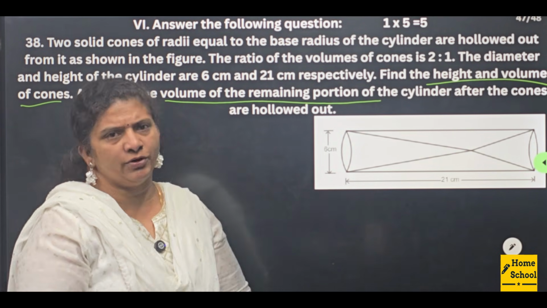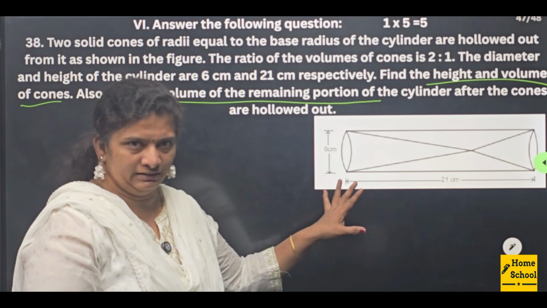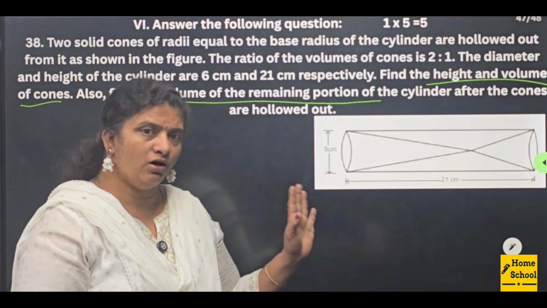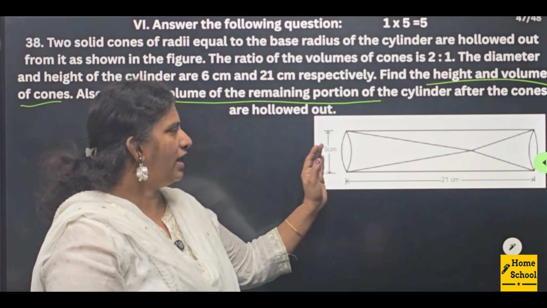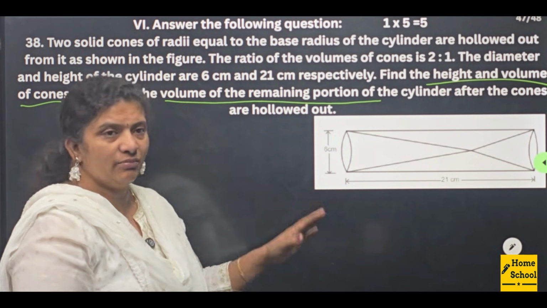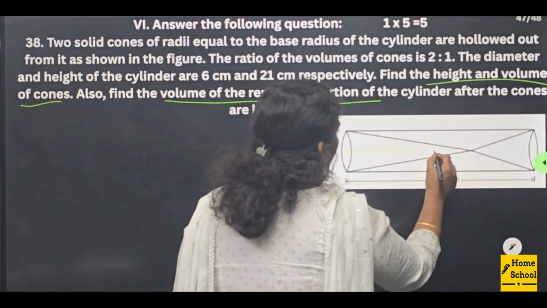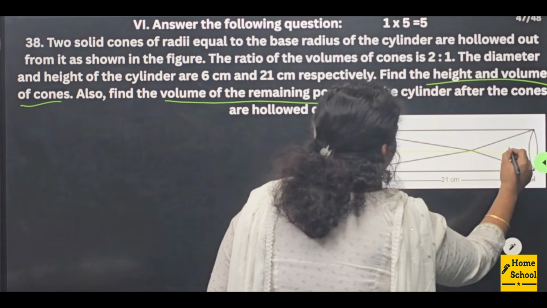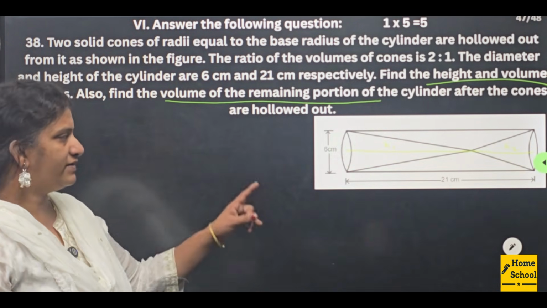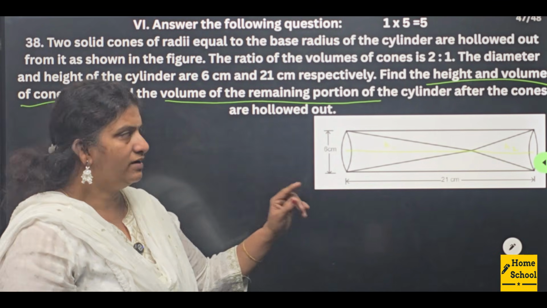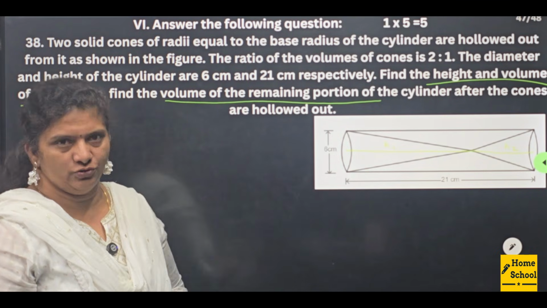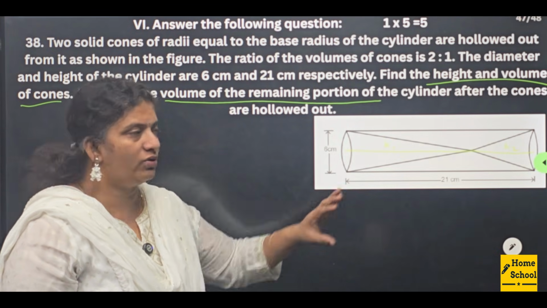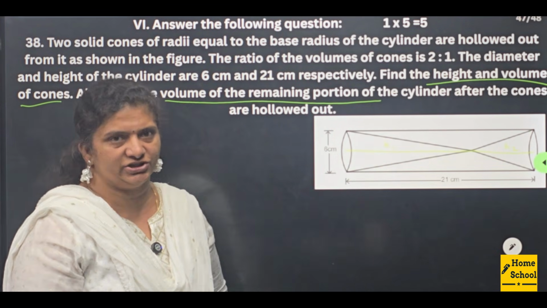Okay, observe the figure properly. I can see a cylinder. In the cylinder, 2 cones are hollowed out. Cones and cylinder all have the same radius. Whereas coming to height, we don't know the height of the cones. This is H1 and the height of the other cone is H2. I don't know these two heights. First we need to find the heights of the cones and next the volume of each cone. Next, what is the volume remaining after these cones are hollowed out? What is the volume remaining in the cylinder is your question.